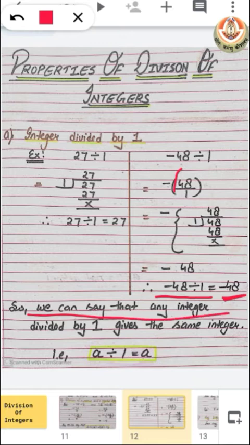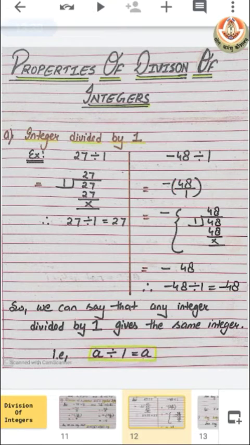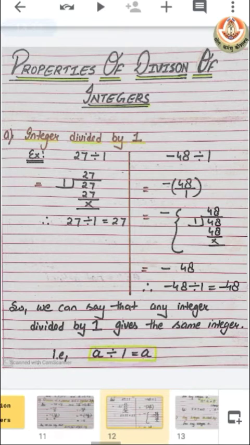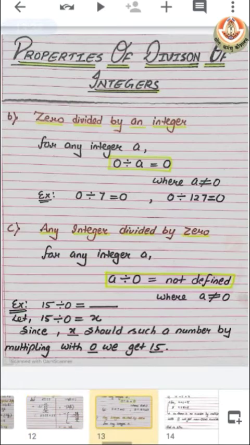So we can say that any integer divided by 1 gives same integer as answer. Say a divided by 1 gives a as answer. I hope this is very clear to all of you. So let's move on to the next one, which is 0 divided by an integer.